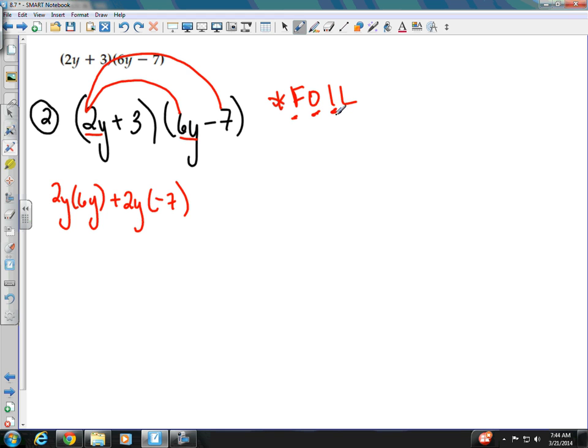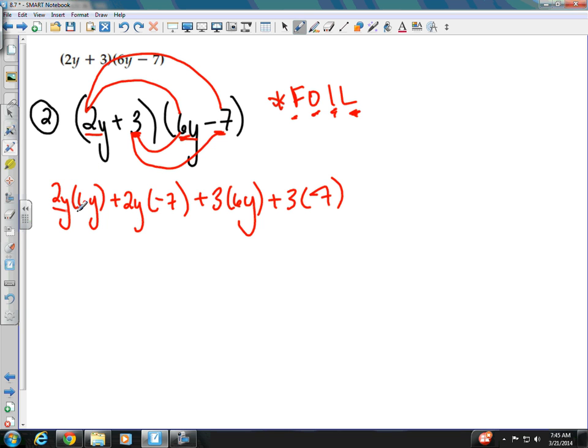Okay, then the I stands for inside. So my 3 and my 6 are the inside part of my donut, so 3 times 6y. Then last is the last terms in each, so 3 times a negative 7. And now let's go through and simplify.